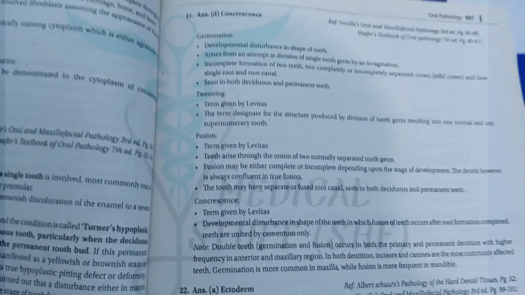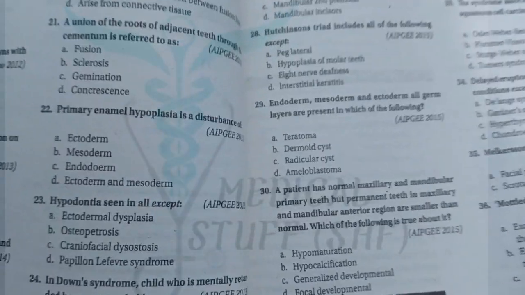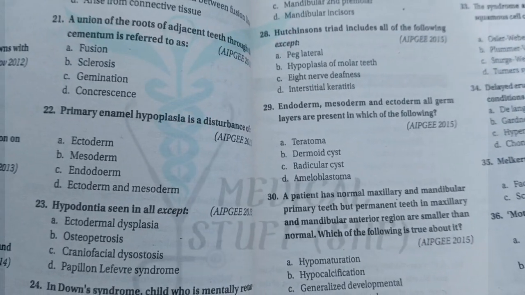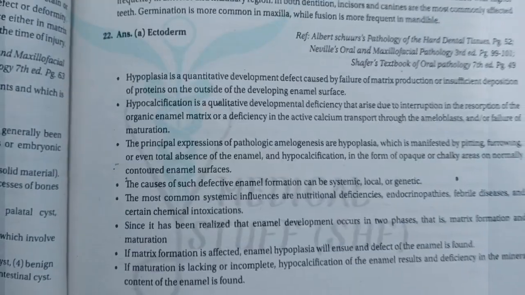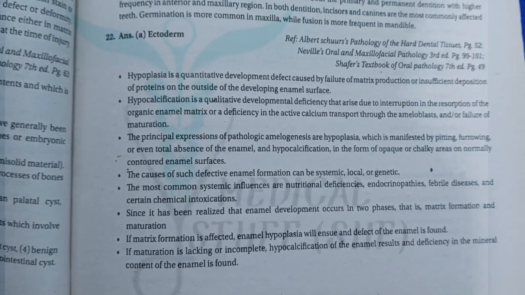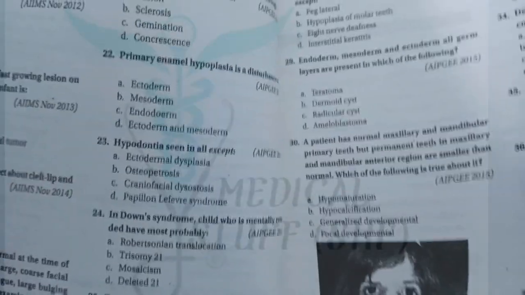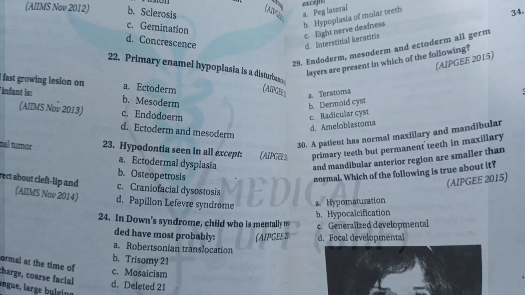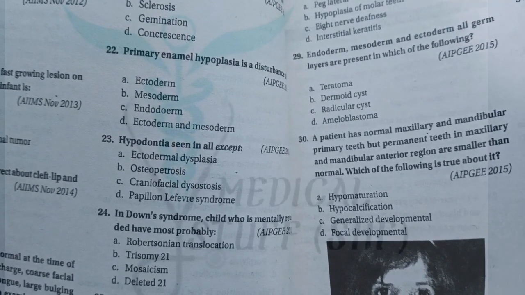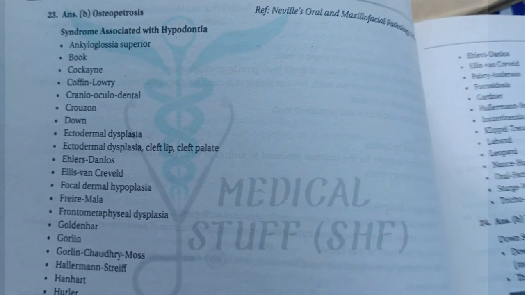The definition itself has been asked. The next question is: primary enamel hypoplasia is a disturbance of. The answer is ectoderm. The next question is: hypodontia seen in all except. The answer is osteoporosis.